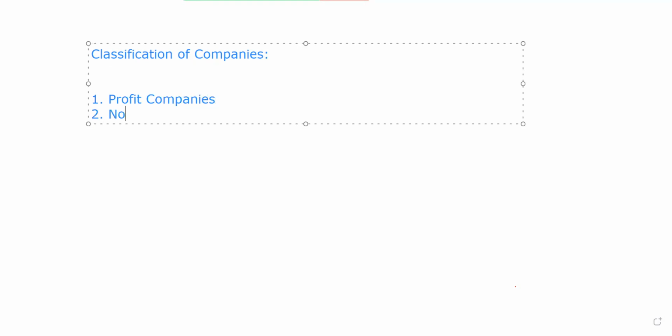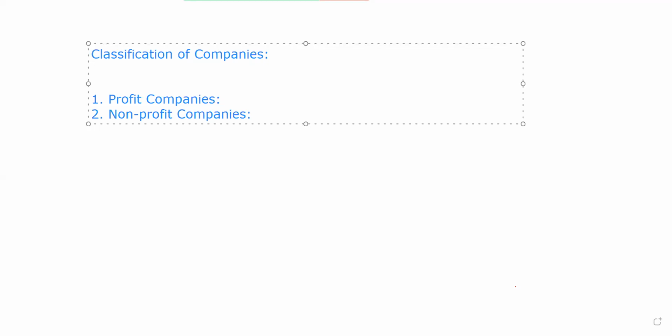What you need to take note about companies here is that there are two groups. Companies can be classified as follows. What I'm showing is the classification of companies. You've got two groups, namely profit companies, and then you've got what you call non-profit companies. Now let's have a distinction between these.